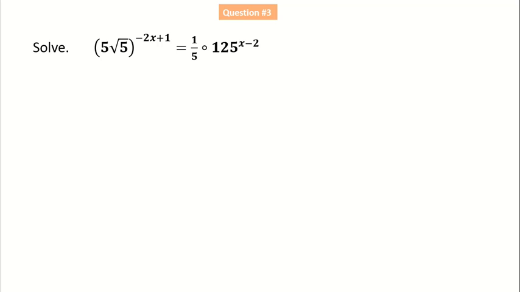We want to solve 5 square roots of 5 raised to the power of negative 2x plus 1 equals 1/5 times 125 raised to the x minus 2. Alright, let's take a deep breath and let that sink in. Look at it for a minute, and then we'll take that apart step by step. The first thing that we need to do is find a common base.